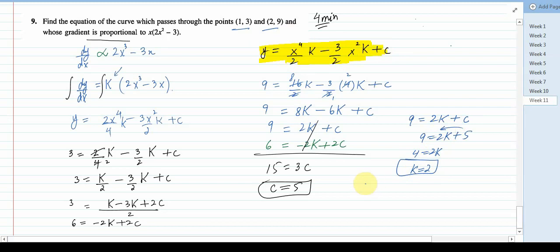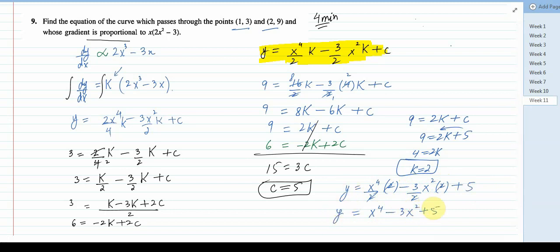So y equals x⁴ over 2, the value of k is 2, minus 3 over 2 x², k is 2, plus c. C is 5. Now 2 and 2 cancel, 2 and 2 cancel. So the final answer I got is y equals x⁴ minus 3x² plus 5. I hope you have a clear idea of how to attempt such types of questions. Alright, moving on to the next one.